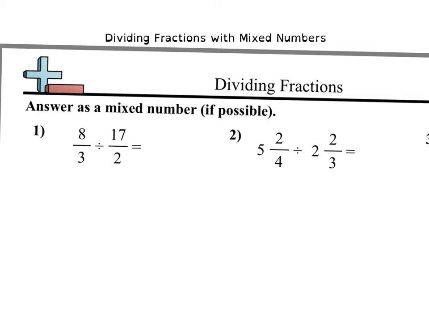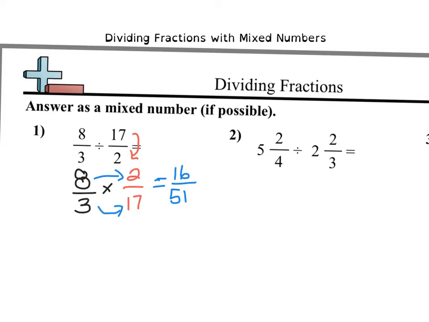So our first step is we're going to flip and write it as a multiplication problem. So remember, we keep our 8 over 3, that doesn't change. Remember, our first number does not change. Put our multiply, then we are flipping this. So our 2 goes on the top and our 17 goes on the bottom. Then we treat it like any other multiplication problem. We're going 8 times 2, which is 16. We're doing 3 times 17, which is 51. So 16 over 51.